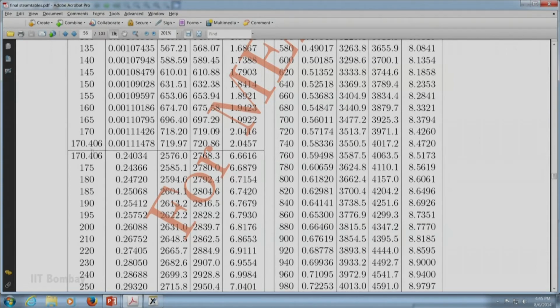You can see here the property is given above this line which separates the liquid region and the vapor region. These are my Vf, Uf, Hf, Sf values, while the ones below are Vg, Ug, Hg and Sg values. Right now we are interested in the values related to enthalpy only. So, I can conclude from here that Hf is equal to 720.86 while Hg is equal to 2768.3. I will just note these values and then we can come back to our problem.